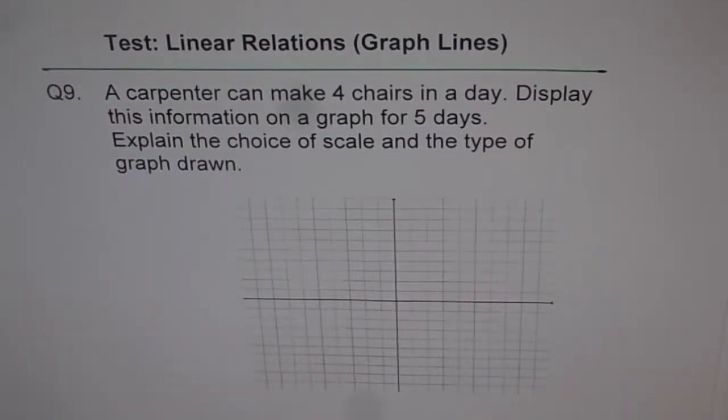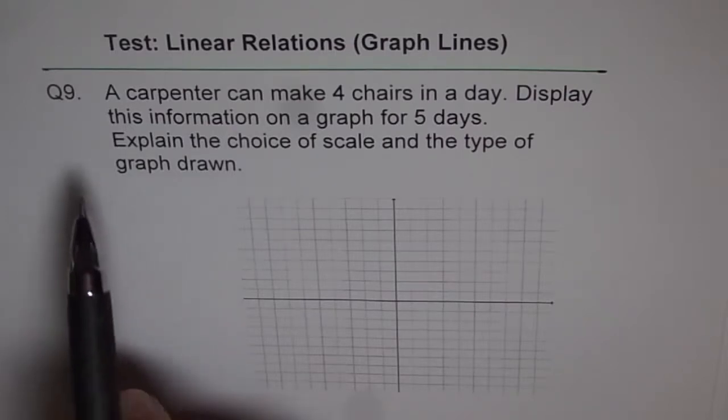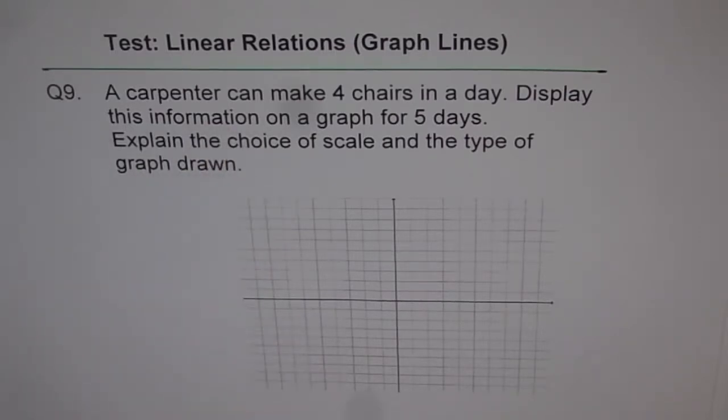Here is question 9 on linear relations, and we are trying to understand how to plot a graph for a given situation. The question is, a carpenter can make 4 chairs in a day. Display this information on a graph for 5 days. Explain the choice of scale and type of graph drawn.